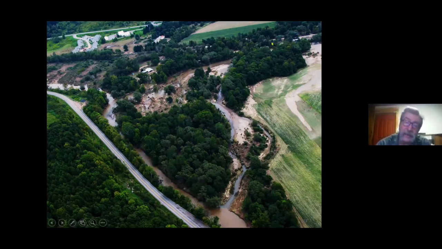So here's the stream. Here was that original channel through here, but for some reason it got blocked up and it broke through here to join that receiving stream. One of the concerns here that made it a really high priority, as opposed to a lesser priority, is that right here is the town's water supply. So it was threatening that town's water supply, and something had to be done to address this site.